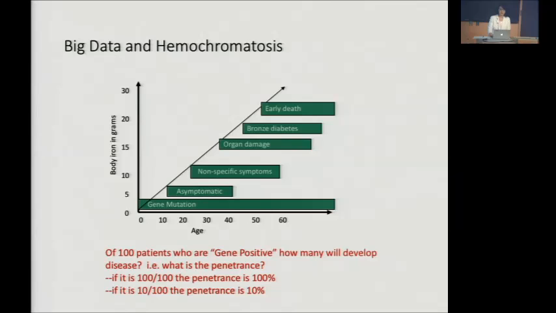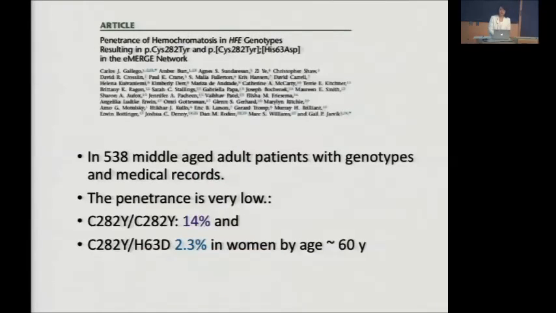But nowadays, with big data, this is a project from the eMERGE network, and the first author here is actually one of our fellows, Carlos Gallego. They looked at the medical records of over 500 adult patients who had been genotyped, and they actually were able to determine that the penetrance of hemochromatosis is extremely low. So for this genotype, it was only 14% had clinical hemochromatosis according to review of their medical records or significant liver disease, and 2.3% for this compound heterozygous genotype.